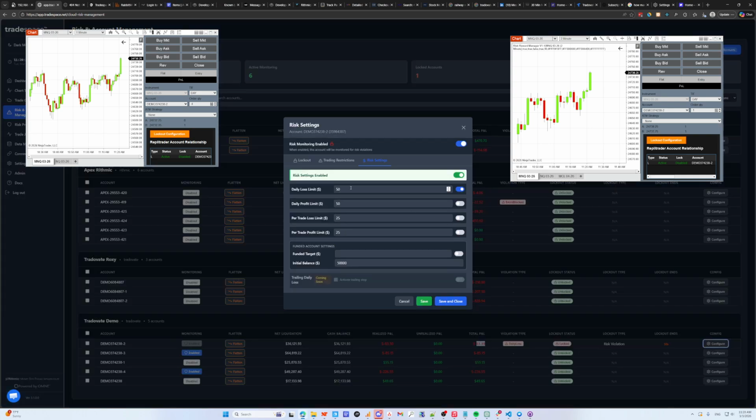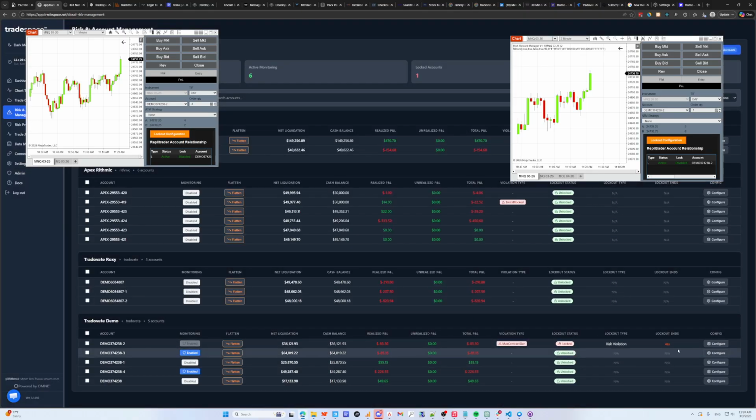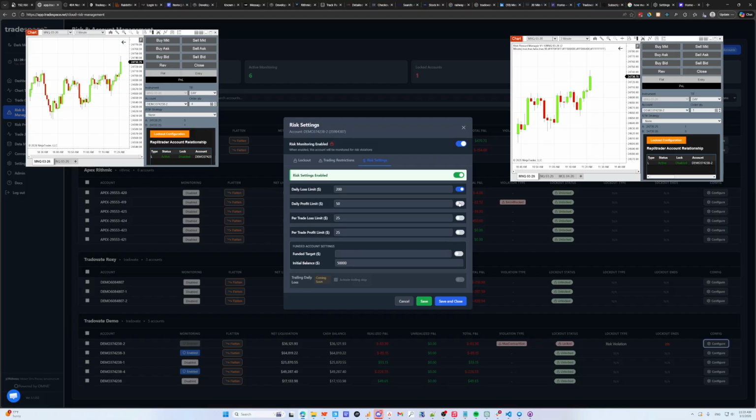Now, if I configure this to be, let's say, 200, the next time that lockout ends, I will be able to get back in unless I exceed 200 of loss in that account. The total P&L is what you look at. Now, the same thing applies to daily profit limit. Same concept. Per trade loss limit, these do have risk settings assigned.